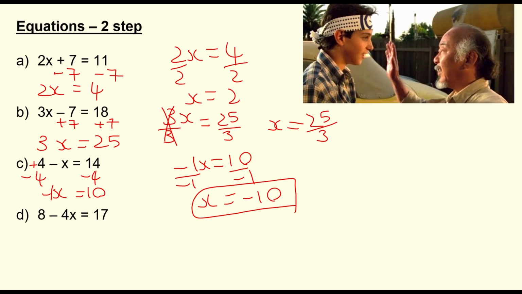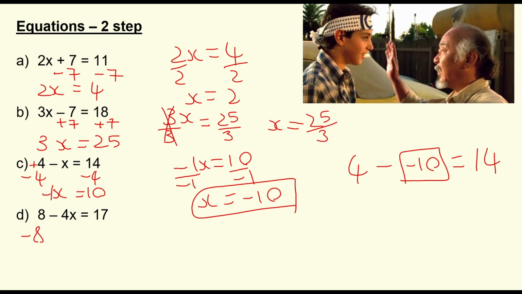How does x equal minus 10? Remember, 4 minus a mystery number equals 14. Well, if that mystery number is minus 10, then we'll have 4 minus minus 10, which actually becomes a plus. So 4 plus 10 makes 14. So yeah, x equals minus 10 is the answer. And if we follow our steps, you're not going to make that mistake.